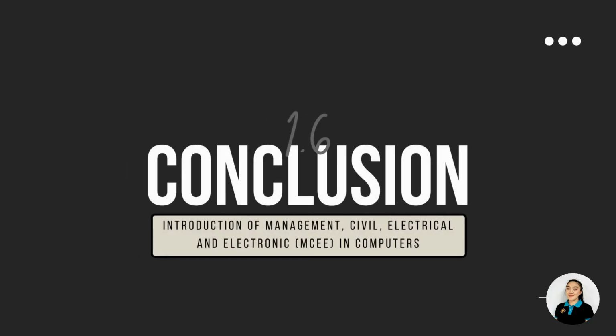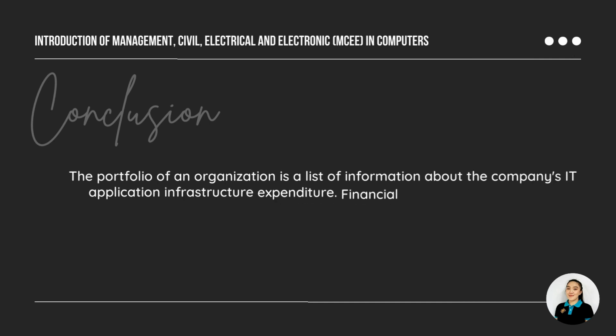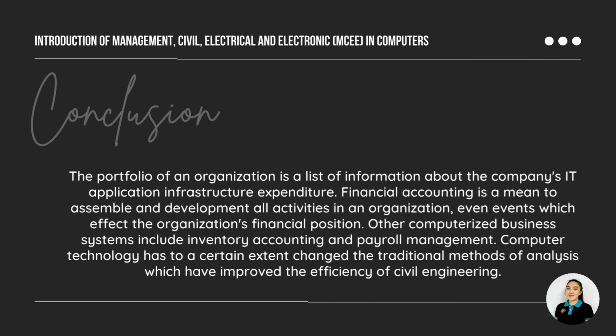Conclusion of the introduction of management, civil, electrical, and electronic in computers. The portfolio of an organization is a list of information about the company's IT application infrastructure expenditure. Financial accounting is a means to assemble and develop all activities in an organization, even events which affect the organization's financial position. Other computerized business systems include inventory accounting and payroll management.